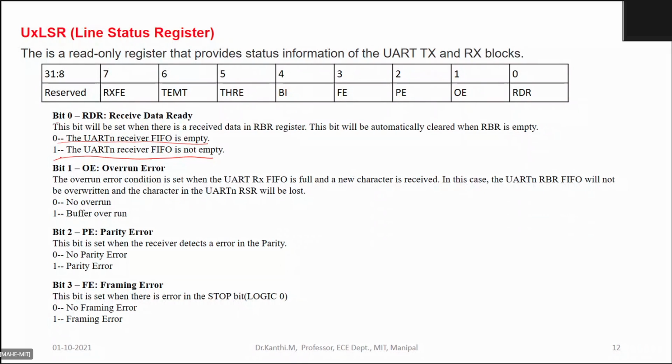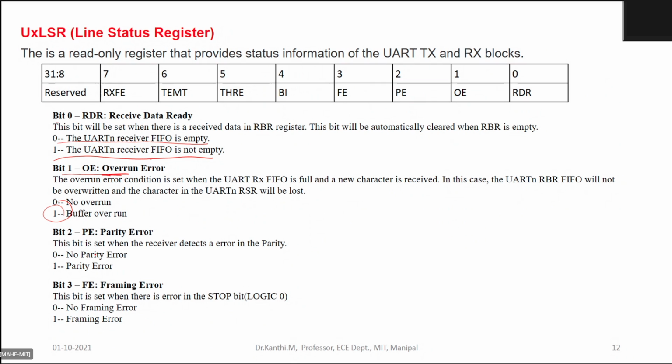So whenever some data is received, the least significant bit of the status register will be set. Then bit 1 is overrun. As I said about the FIFO control register, whenever the 16-byte FIFO is full or more than 16 bytes are received, it will indicate an overrun error. Okay, buffer overrun. If it is 0, no overrun. When it is set, the 16 bytes are full.